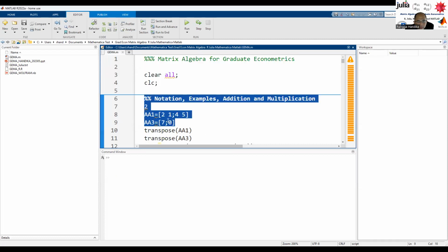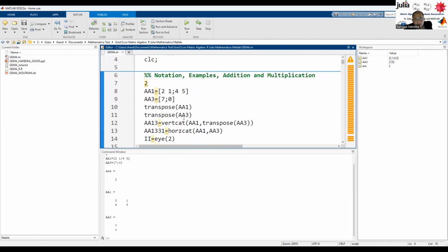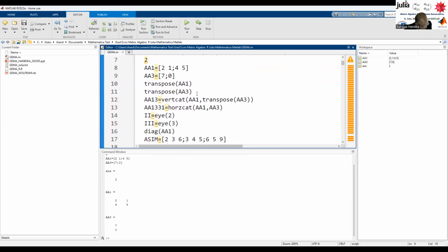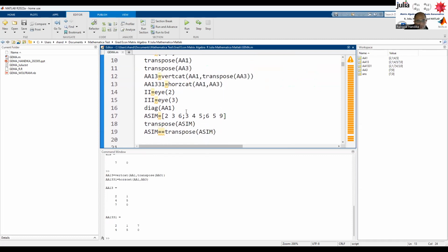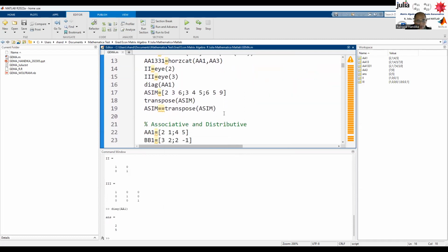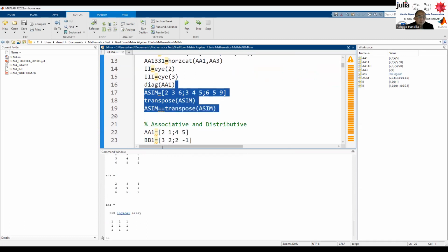Okay, you can start here. So you can see there are some similarities, even they are different. So you can go for the transpose and then vertical concatenation, horizontal, identity matrix, diagonal, diagonal matrix here, and also the symmetric matrix. So you can see.